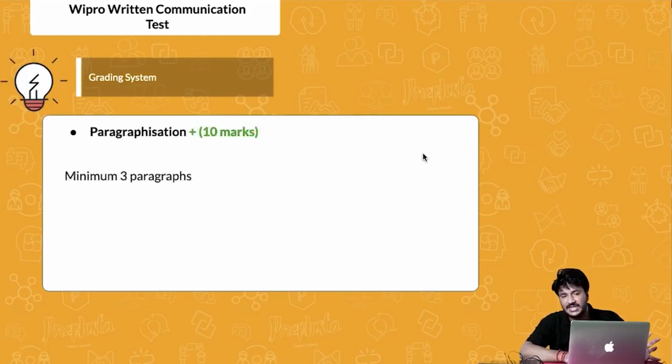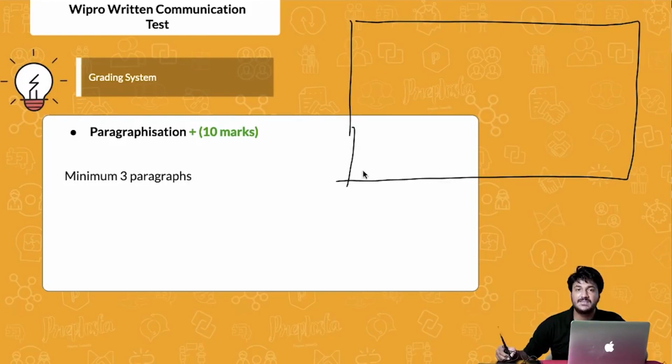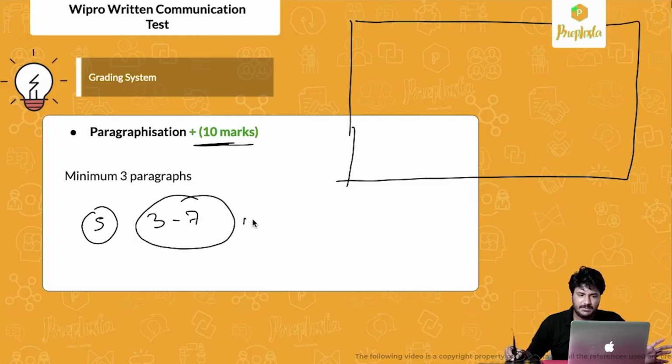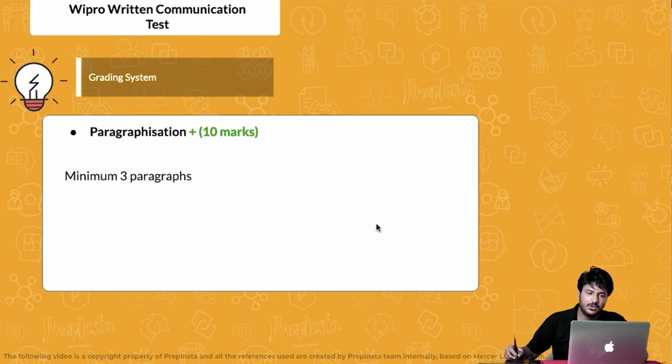So paragraphization is the next important thing, right? Now what it means by paragraphization is basically you have to break down your paragraphs or break down your essay into minimum 3 paragraphs. That is what we suggest, and that is basically 10 marks. If you write everything in 1 paragraph, 0 marks. If you write everything in 2 paragraphs, you will get 5 marks. If you write the whole thing in 3 to 7 paragraphs, again, you will get 10 marks. But if the number of paragraphs is greater than 10, right, in that case, they will start deducting marks for it. So, anywhere between 3 to 7 is what we suggest.